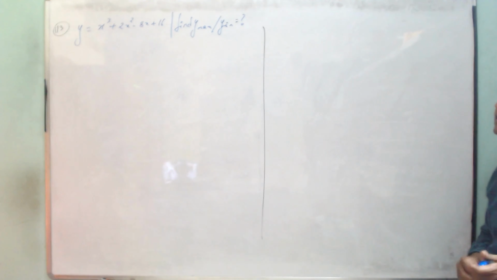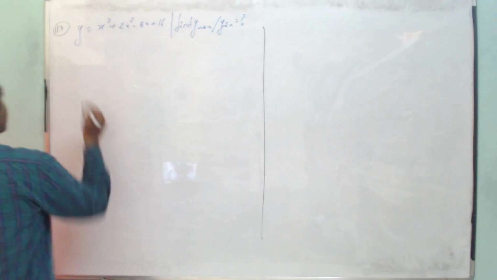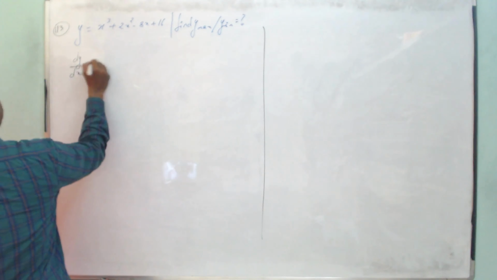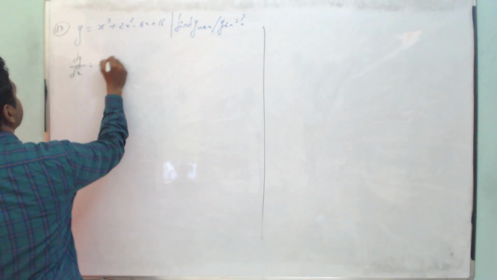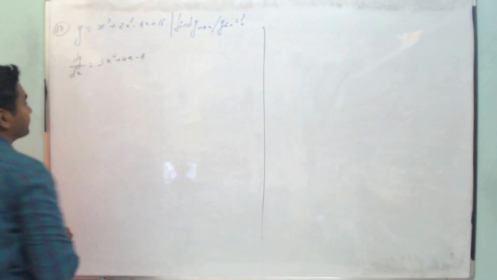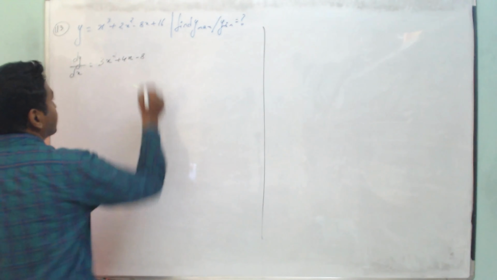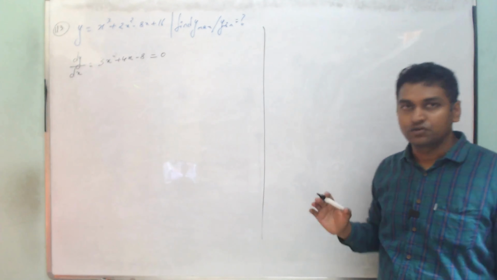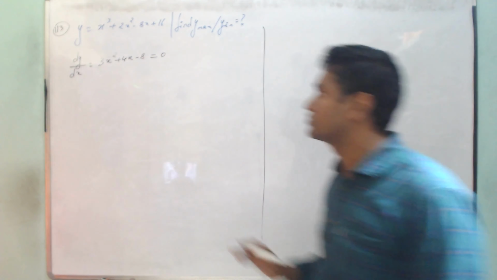Procedure is simple. We first differentiate the function y and find dy by dx, which we get as 3x square plus 4x minus 8. For maxima or minima, we equate this to 0, because at maxima or minima, the slope of the tangent is 0. dy by dx is 0.